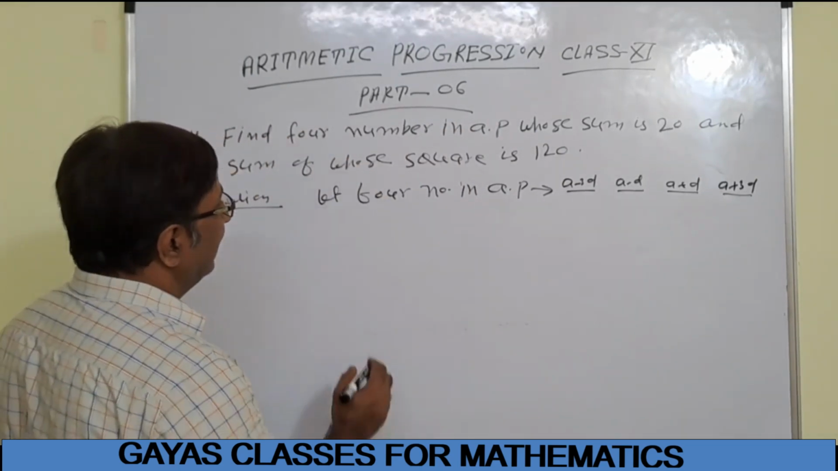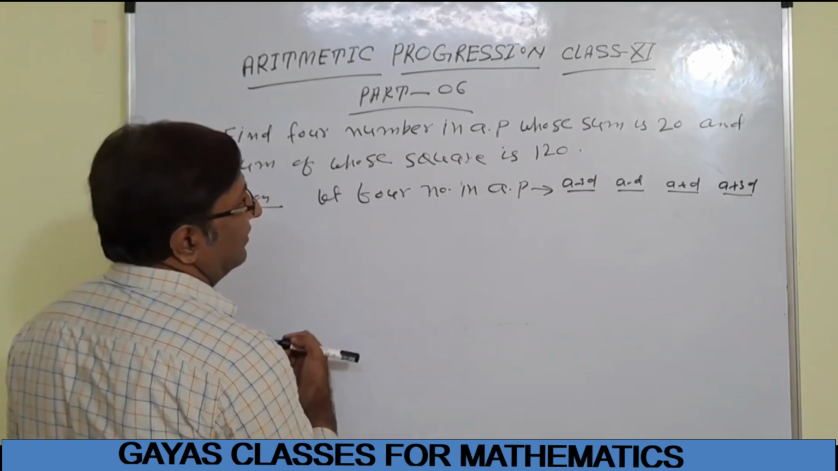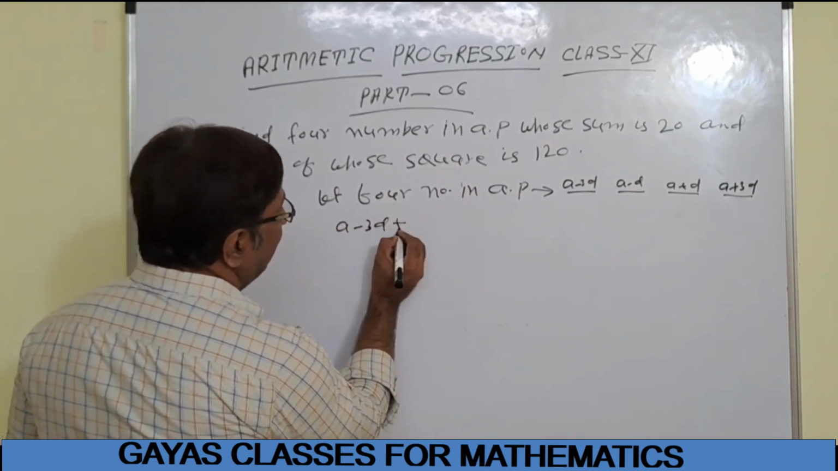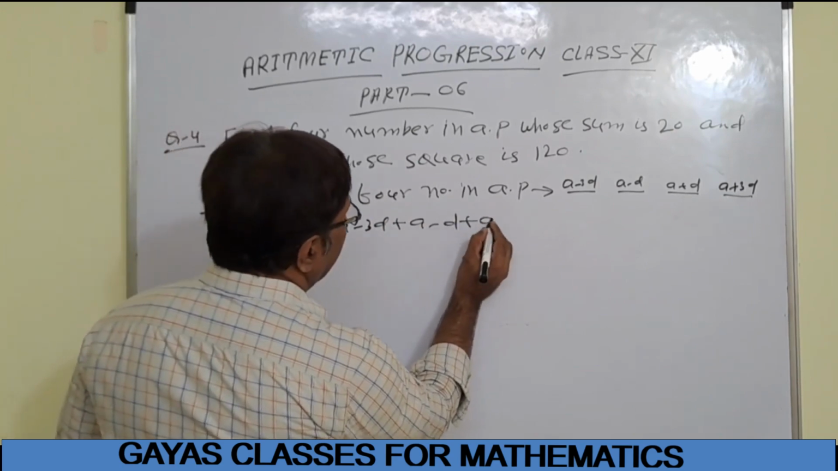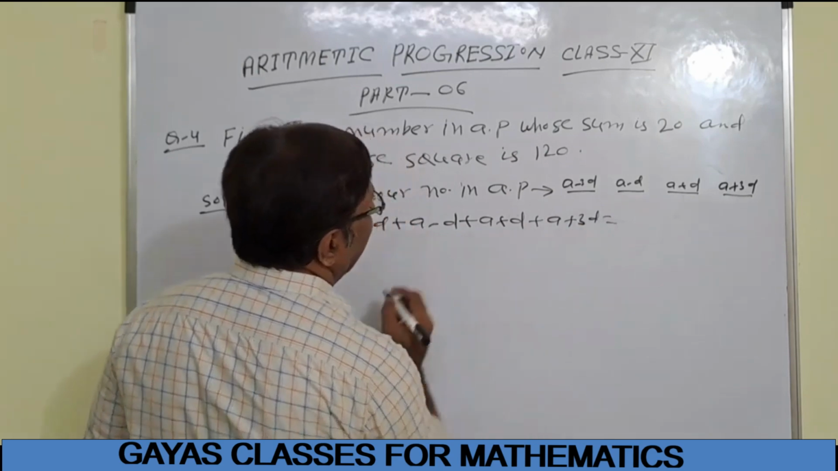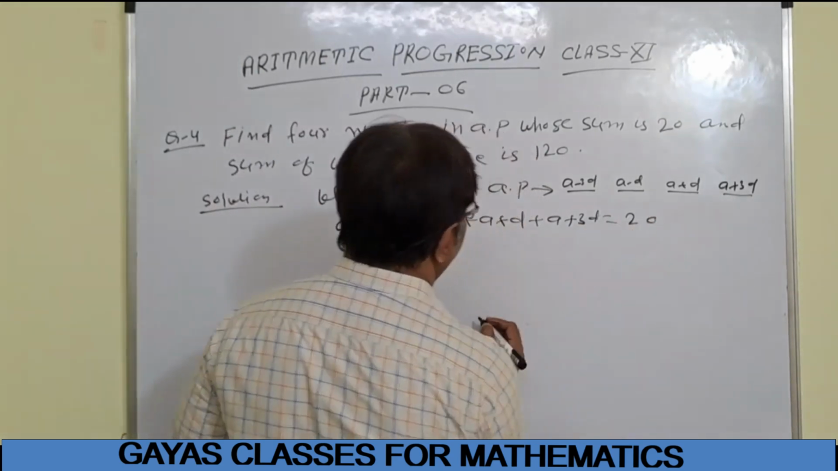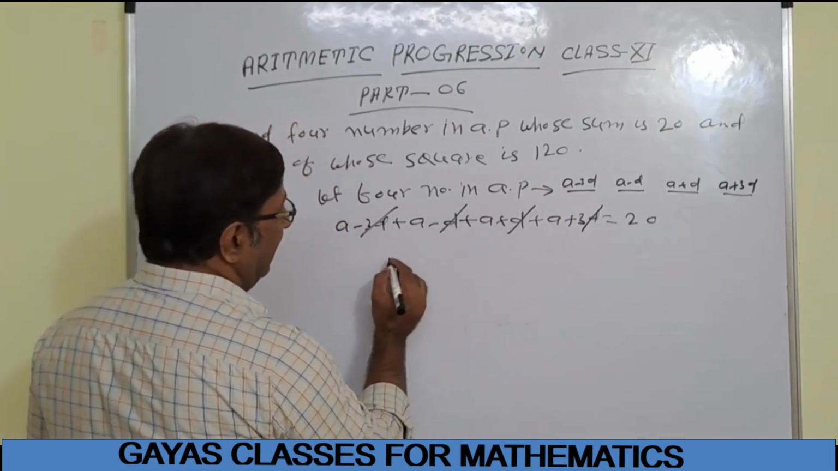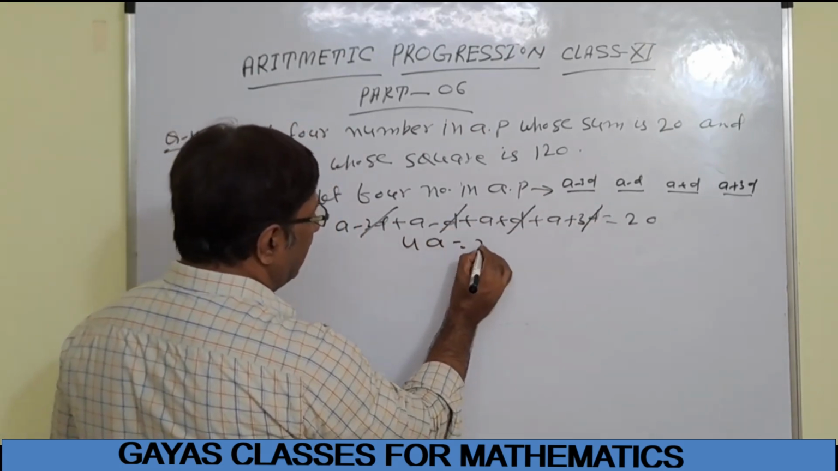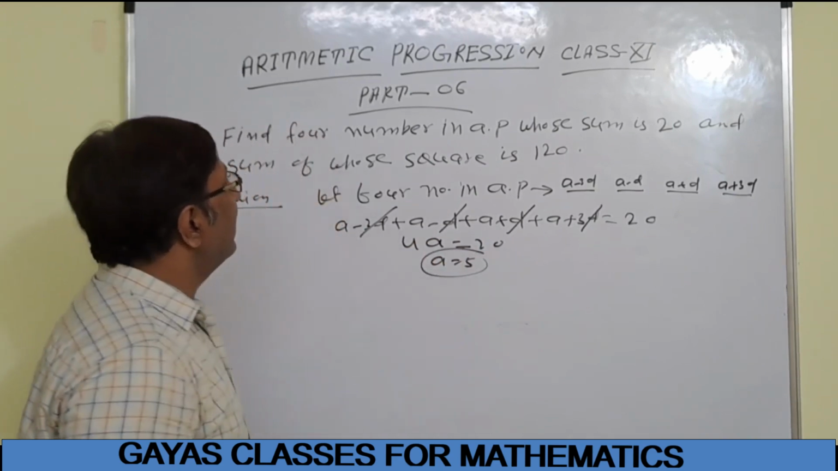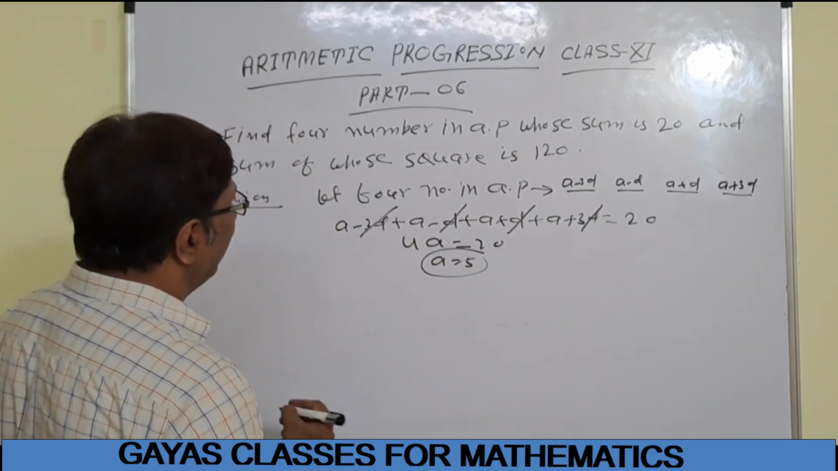Now according to the question, the sum is 20. So when we add these numbers, we get A minus 3D, A minus D, A plus D and A plus 3D, and this is equal to the given 20. So the 3D cancels and the D cancels. We will get 4A equal to 20. So A equals 5.